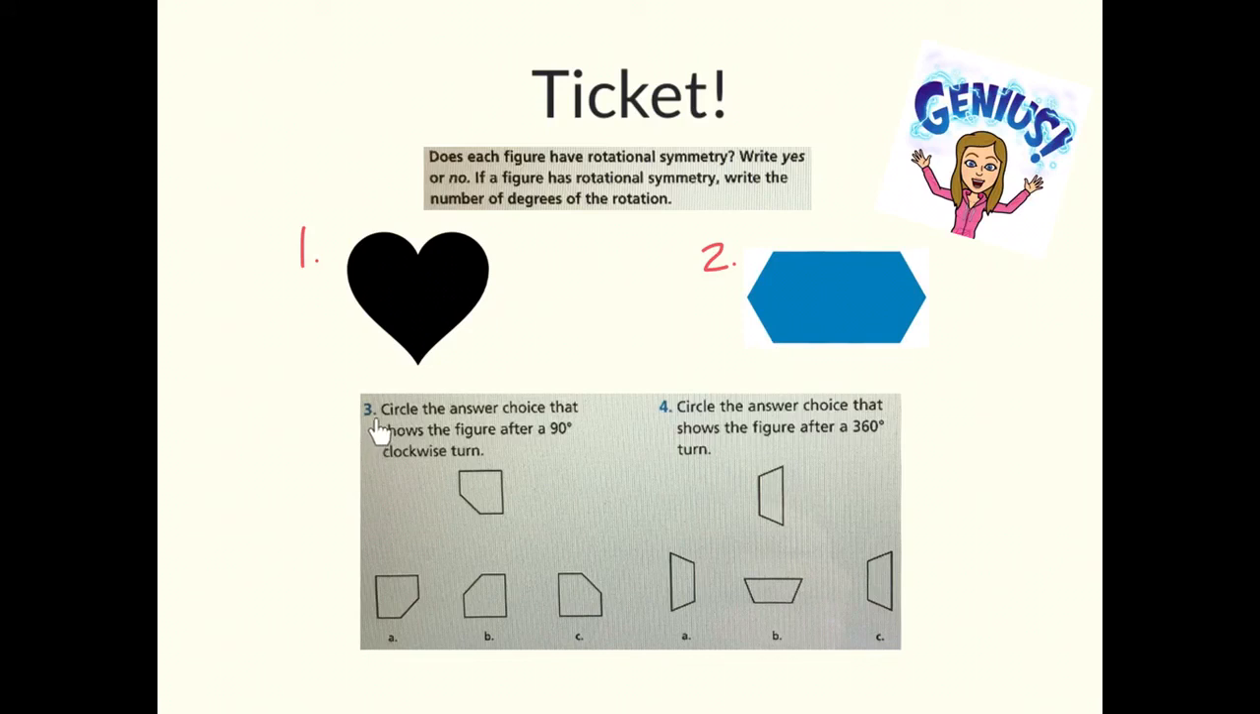Then number 3 on your ticket today says circle the answer choice that shows the figure after a 90-degree clockwise turn. So 90 degrees would just be one turn clockwise following the clock. And then number 4, circle the answer choice that shows the figure after a 360 degrees turn. Good luck, 4th graders. I know you will be awesome.